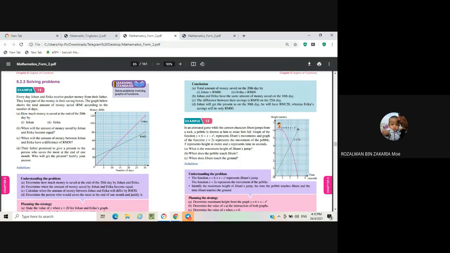Okay, class, this one. For question C here, the answer is the 25th day, because on the 25th day, Johan already saved the money to RM 100, and Erica already saved the money until RM 70. So 100 minus 70 equals RM 30.